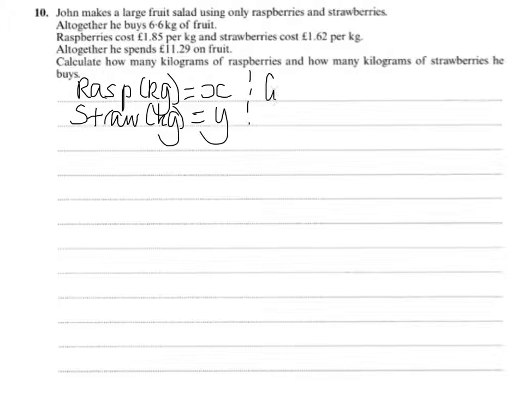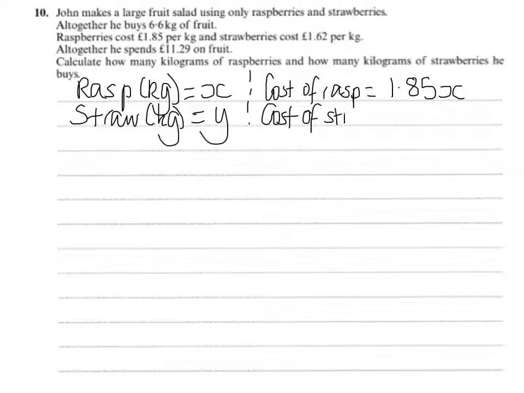The total cost of the raspberries then, well, if we know that the amount in kilograms is X, and each kilogram costs £1.85, that means to find the total cost, we do £1.85 times X. So 1.85 times X, so 1.85X. The same for the cost of the strawberries. They cost £1.62. The total amount of them is Y, so 1.62Y is the cost of the strawberries.